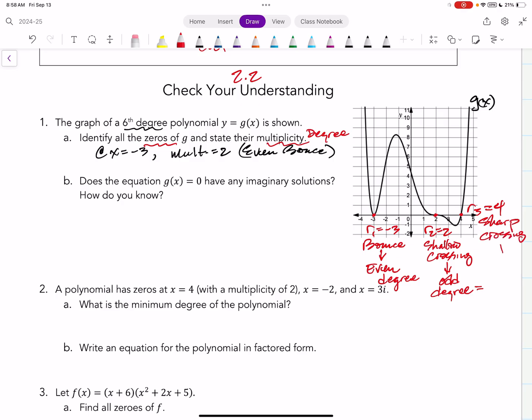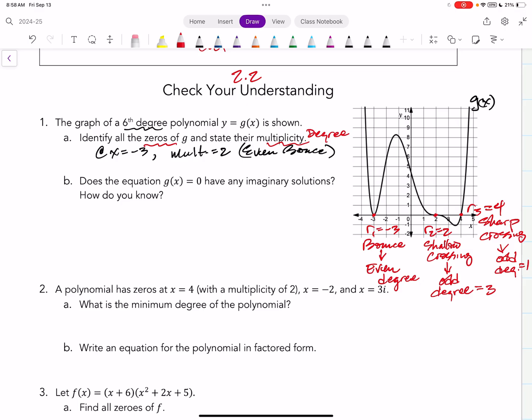Okay, a sharp crossing means it's odd degree, but it has to be 1. So odd degree 1, and then the other one at 2. We have a shallow crossing at 2, so it has to be degree 3. It's got to be odd. If you have a sharp crossing, it's always degree 1. And if you have a shallow one, it's got to be higher than 1, but still odd, so it's got to be 3.